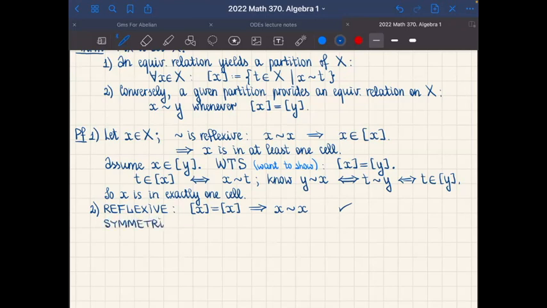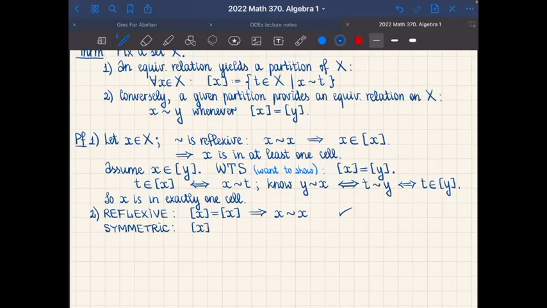Let's show that this relation is symmetric. If the cell containing x is equal to the cell that contains y, it is the same as saying the other way around. So x equivalent to y is the same as saying that y is equivalent to x. So this relation is also symmetric.